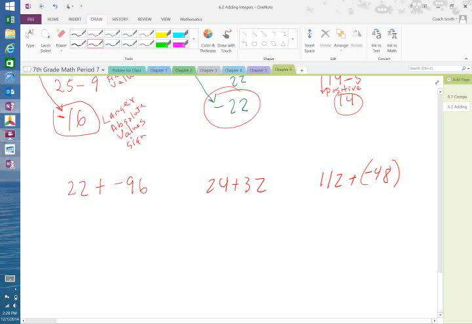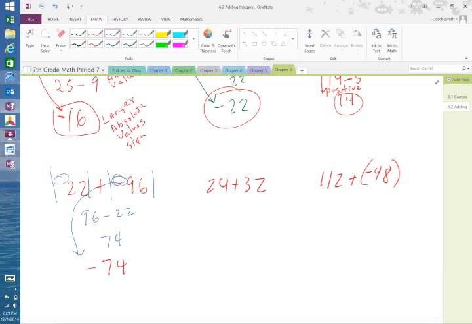All right. First one, 22 plus negative 96. Who has an answer? Christina. Negative 74? Yes, negative 74. Okay. Once again, we have a positive and a negative, so we have to subtract their absolute values. That'd be 96 minus 22, which is 74, and we bring the larger absolute value, which is 96, the sign that goes with that number, into our answer.